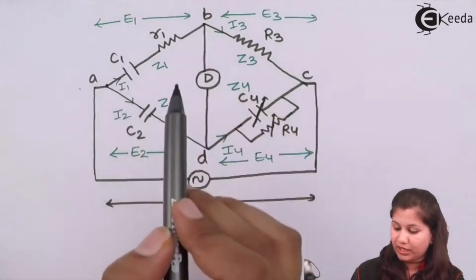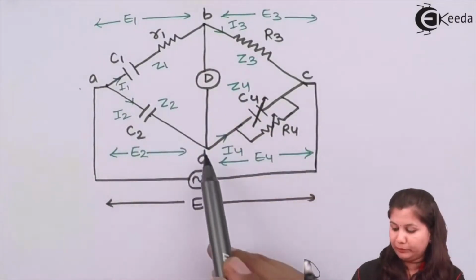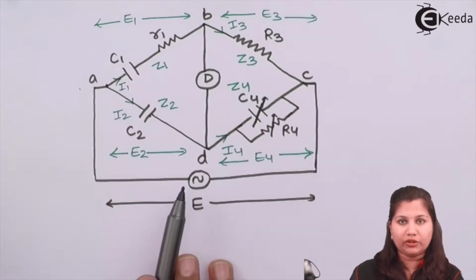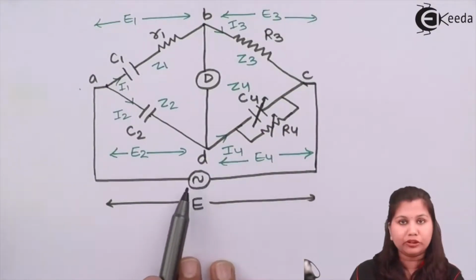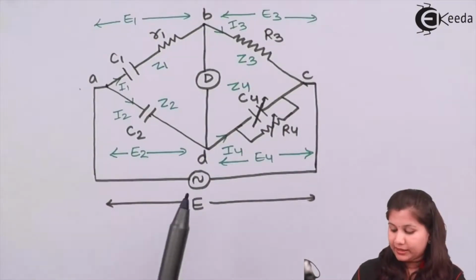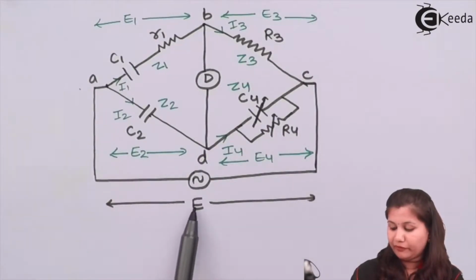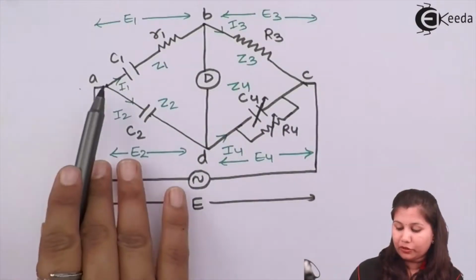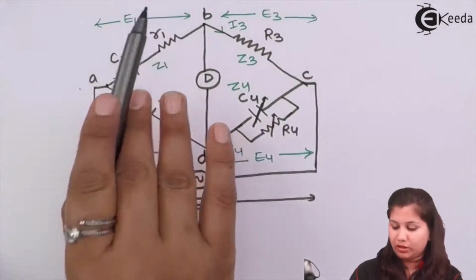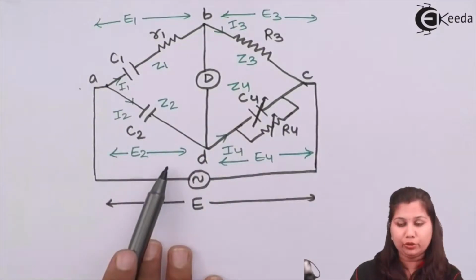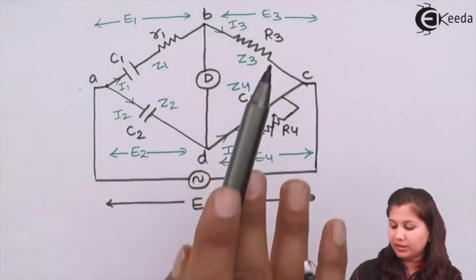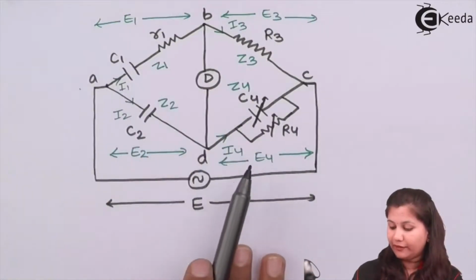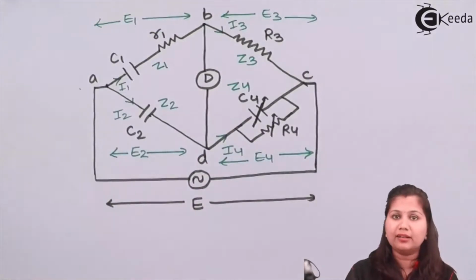In this you can see we are having a detector in between B and D, and in between A and C we are having the AC voltage source. This is the symbol for the AC voltage source, and this voltage source is providing the EMF E to the whole circuit. Now the voltage drop across the AB arm will be E1. Across AD it will be E2. Across BC it is E3, and across CD it is E4. And I1, I2, I3, I4 are the respective currents in the arms.